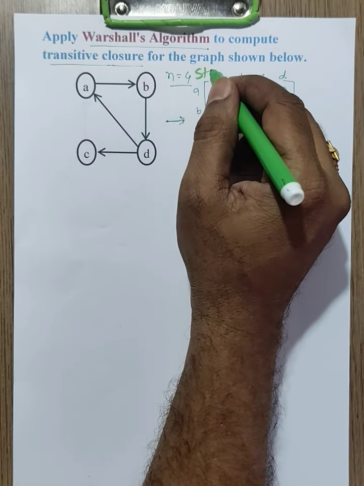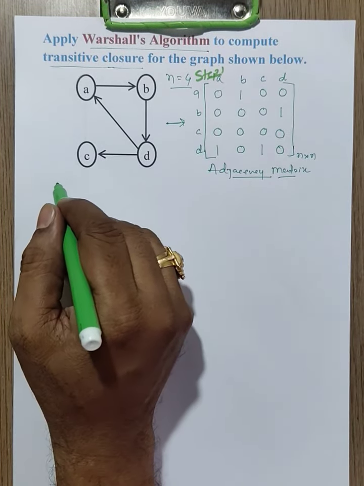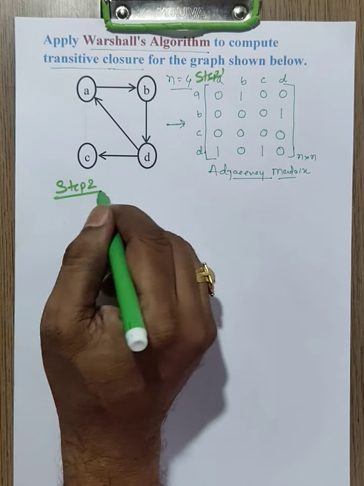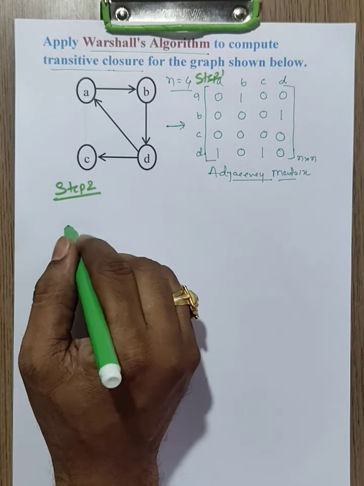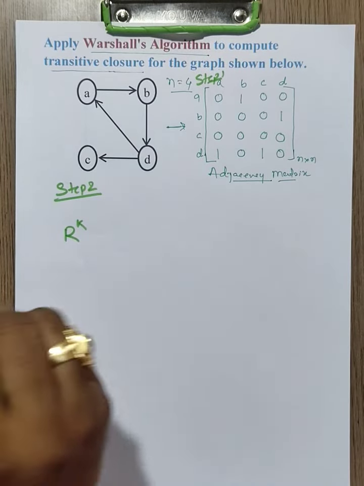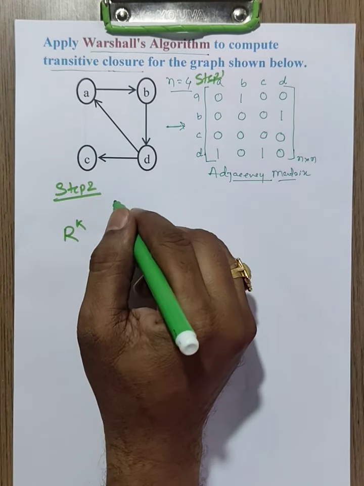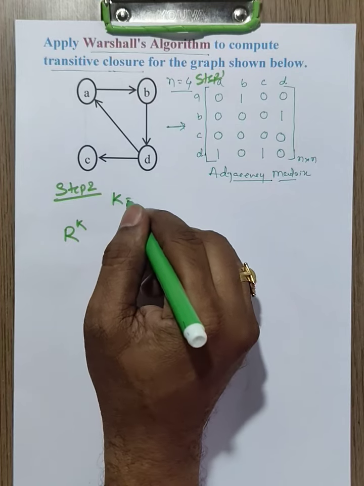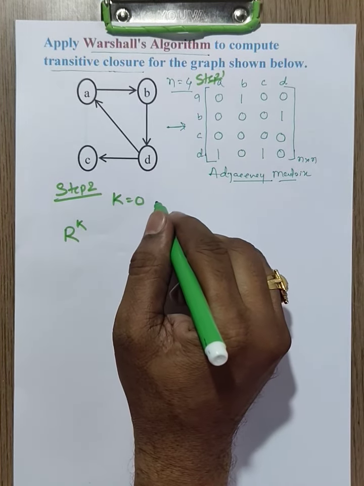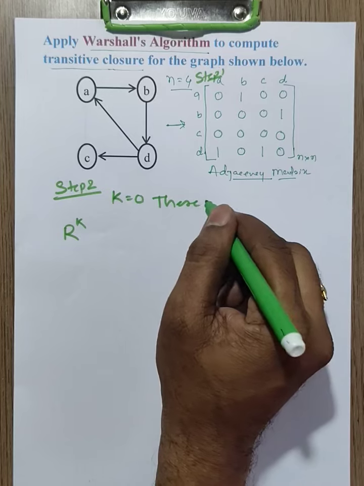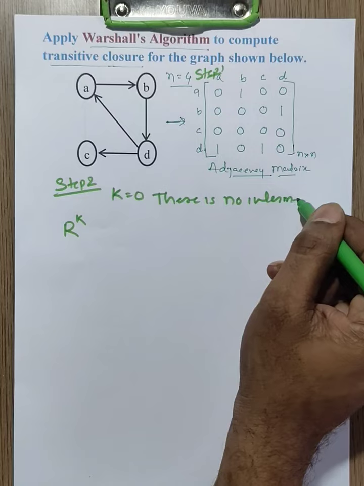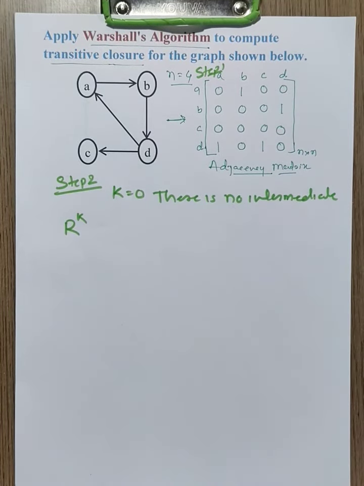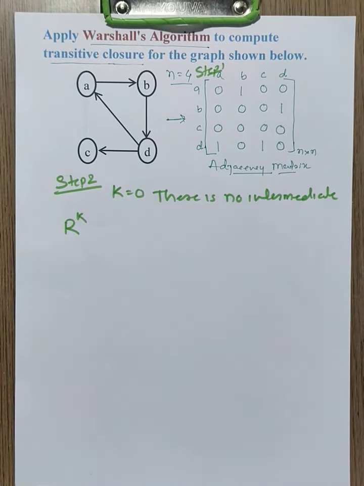Now step 2. In step 2, one vertex is taken as an intermediate vertex, which means we have to find R to the power k. If k equals 0, then k equal to 0 means there is no intermediate vertex, so that is the adjacency matrix.